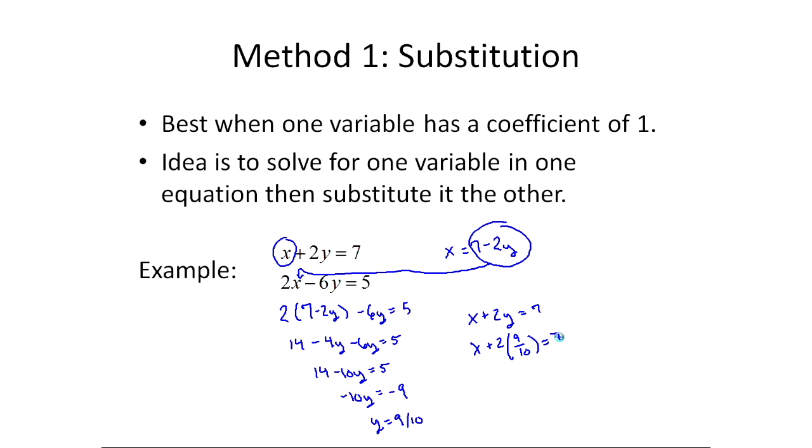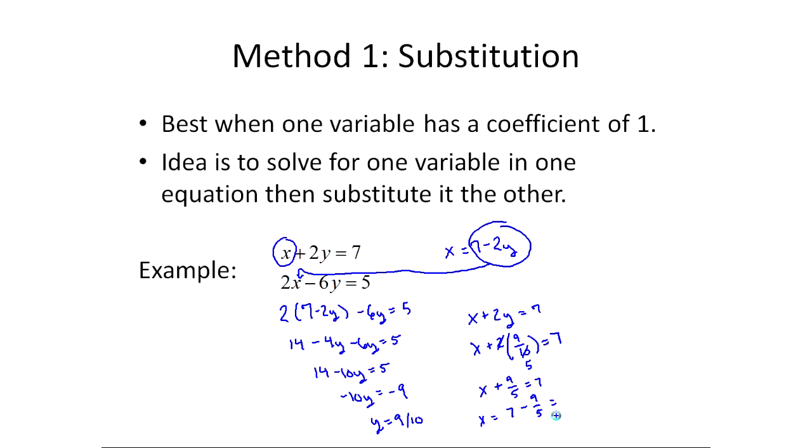So x plus 2 times 9 over 10 equals 7. Before you take out a calculator, you can if you want, but there's no need. 2 and 10 share a like factor of 2, so this would be a 1, this would be a 5. So this is really x plus 9/5 equals 7. In other words, x equals 7 minus 9 over 5. And instead of getting the calculator, I'm going to keep going, but like I said, it's okay if you don't. You can just use a calculator here.